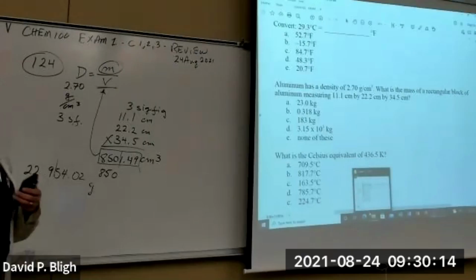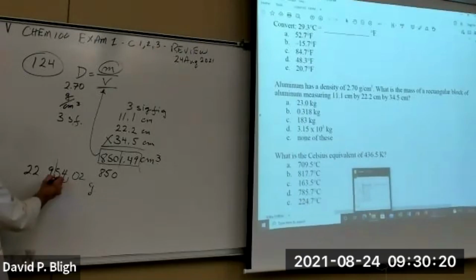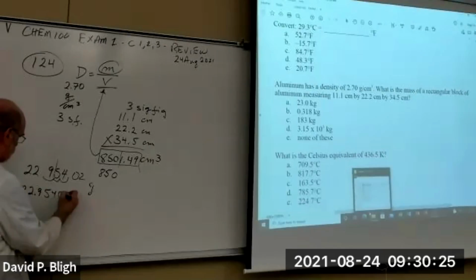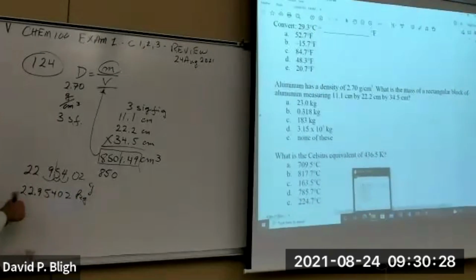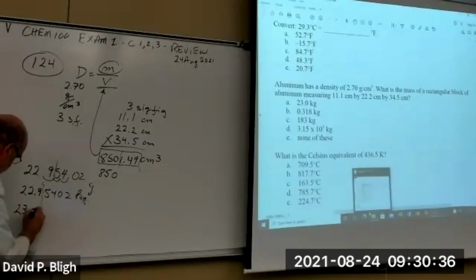So how many grams in a kilogram? 1,000, right? So if we go 1, 2, 3, we have 22.95402 kilograms. Now we round to 3. So this is 5. That means this one becomes 10, and that's 23.0 kilograms. Right here. Okay, that was 124.